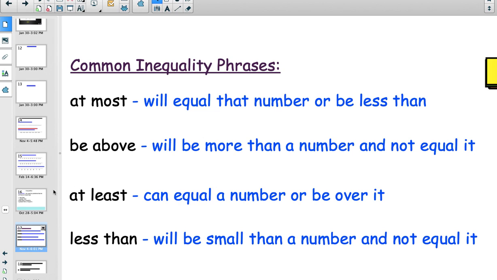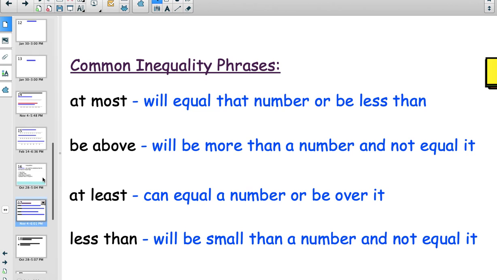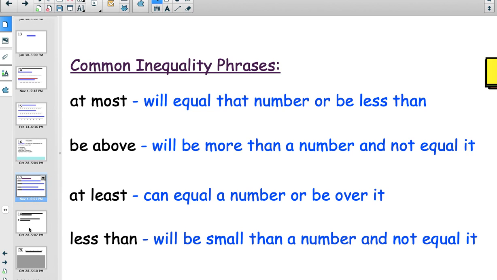I know when I was a student, I would always have trouble with at least or at most. Those were the ones that gave me trouble. I would write these down also. You'll see and hear about them throughout the unit. All right, and then how do we graph these?